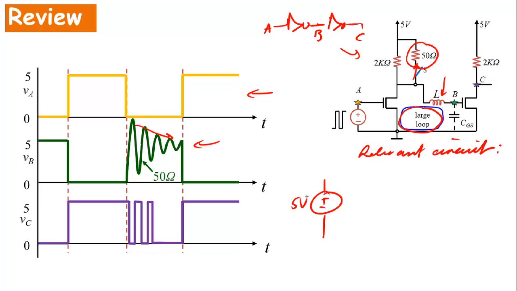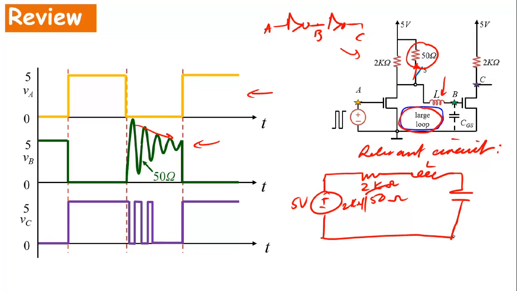Here was my 5 volt supply, and here are my 2 kilo ohm or 50 ohm resistors, actually 2 kilo ohm in parallel with 50 ohm resistance. Here was my inductance L, and then I had a capacitance CGS here. This was my node B, and this is where I picked my ground node. So this was a second order system. In the last sequence, we analyzed a simpler form of a second order system without the resistance, just a straightforward LC circuit.